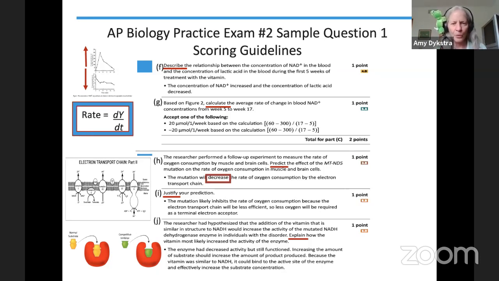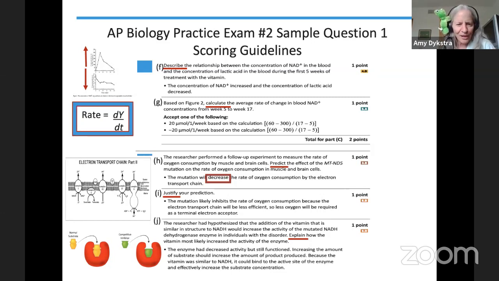And so as the wording is here in letter I, the mutation likely inhibits the rate of oxygen consumption. You've already said that in your prediction. Here's the because, and this is the justify: because the electron transport chain will be less efficient. This is because there's fewer electrons going into it, because the dehydrogenase can't do its job of stripping the hydrogen off and donating that electron to the electron transport chain. I'm not sure what the verb is there. Dehydrogenate, maybe, I don't know. I'm not sure that's right. But anyway, the mutation is going to decrease the ability of that enzyme to do that job. So therefore, less oxygen will be required as the terminal electron acceptor. Hopefully you followed my convoluted explanation there.